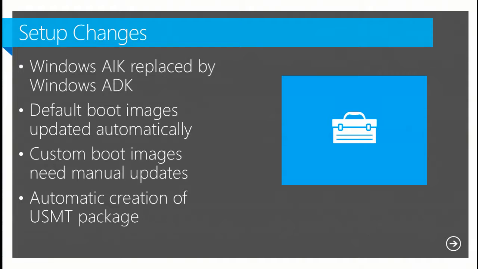We've updated the default boot images, as I said, to use the new Windows PE 4.0. We do that automatically, but any custom boot images that you have, so if you've imported your own, will not be updated automatically. So what that means is that you'll have to go in and update the data source path to point to the updated Windows PE and refresh those boot images.